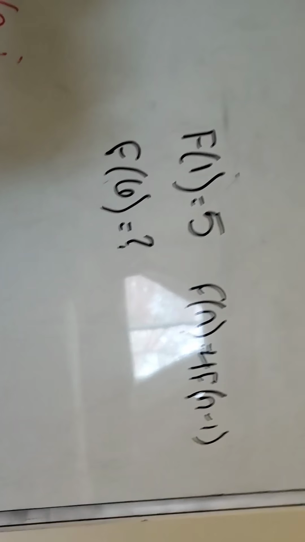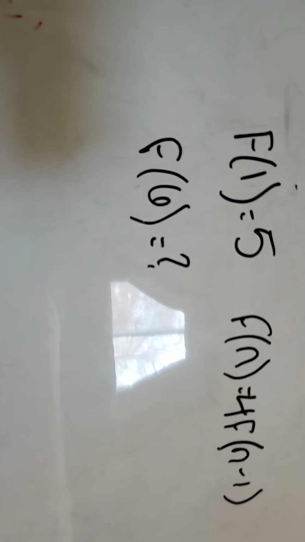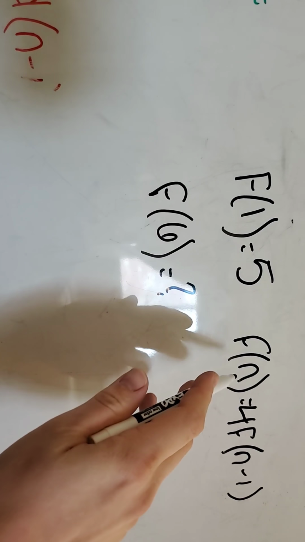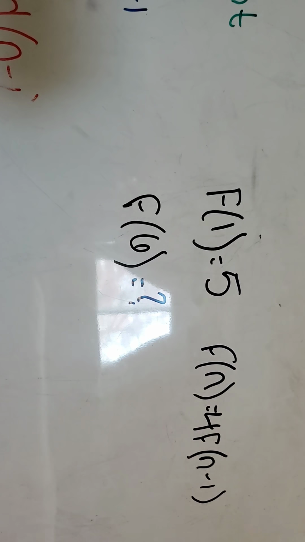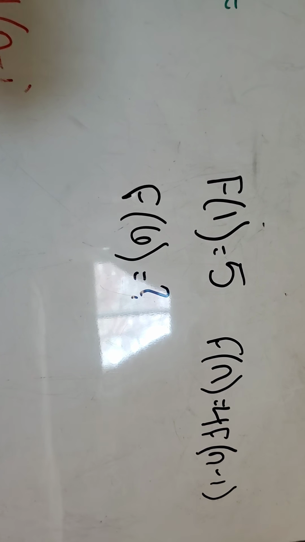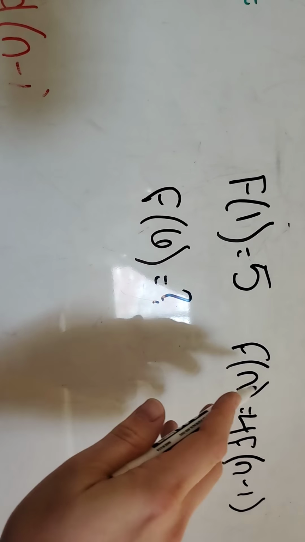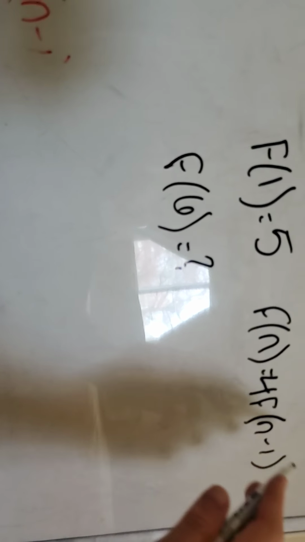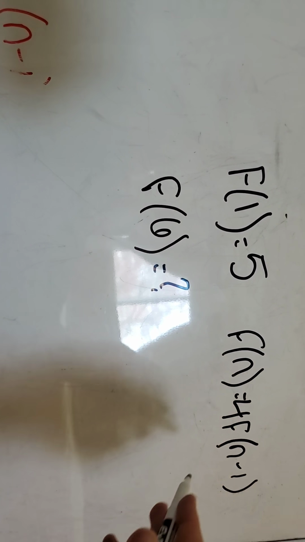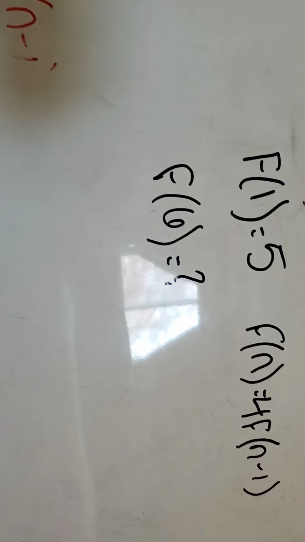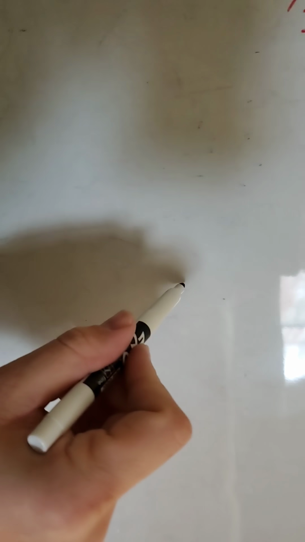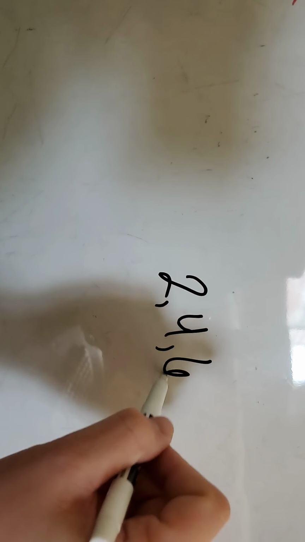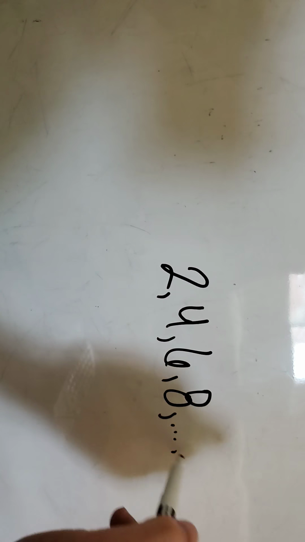Okay, and I wrote that up here. Now remember, n in this case represents which term we're on. So if f of n is the term we're on, then f of n minus 1 is the value of the term before it. So I'll give you just a little example to make sure you're all on my page. Let's say the pattern is 2, 4, 6, 8, and so on.